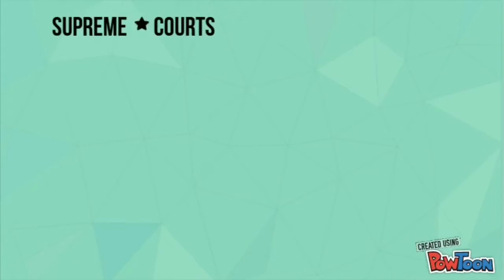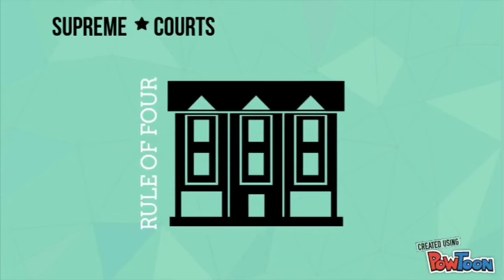The Supreme Court has so few cases every year because the justices get to pick which cases they want. And this is where the rule of 4 comes in, because at least 4 justices have to choose to take a case on for it to be heard in the Supreme Court.